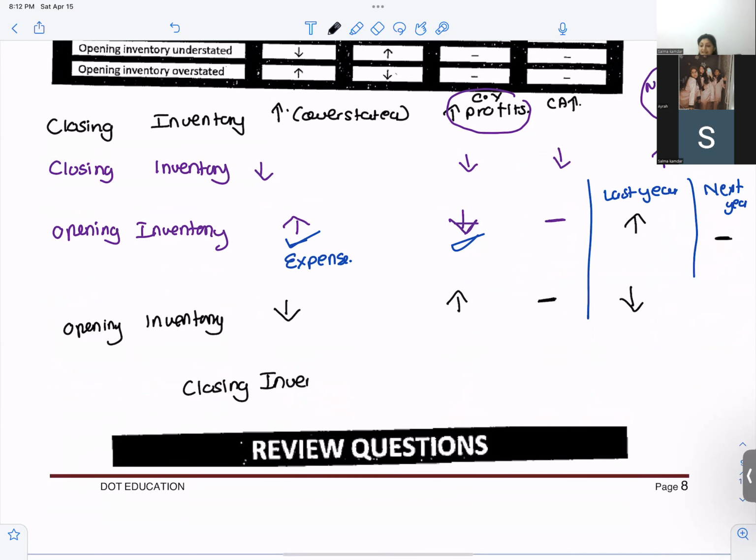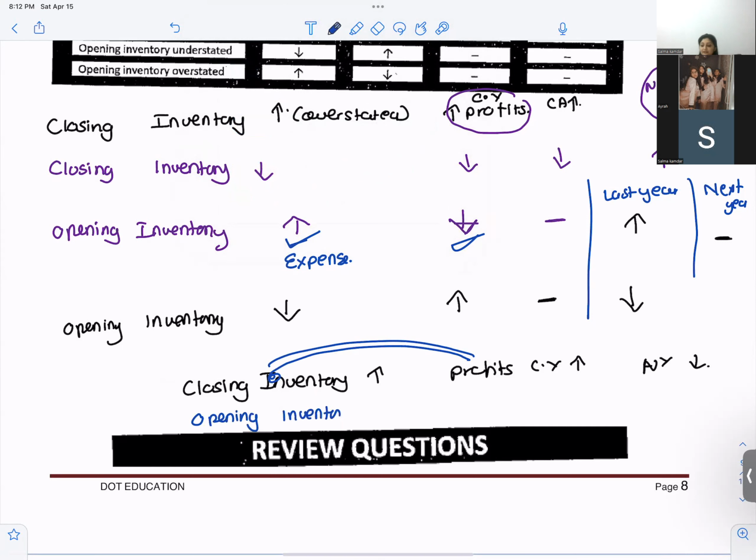So there is a direct relationship between closing inventory and profits. If your closing inventory is overstated, your profits of the current year are overstated, and next year is understated. But there is an opposite relationship between opening inventory and profits. If opening inventory is overstated, your profits will be understated. There is a direct relationship between closing inventory, your profits, and your current assets. Are you with me?